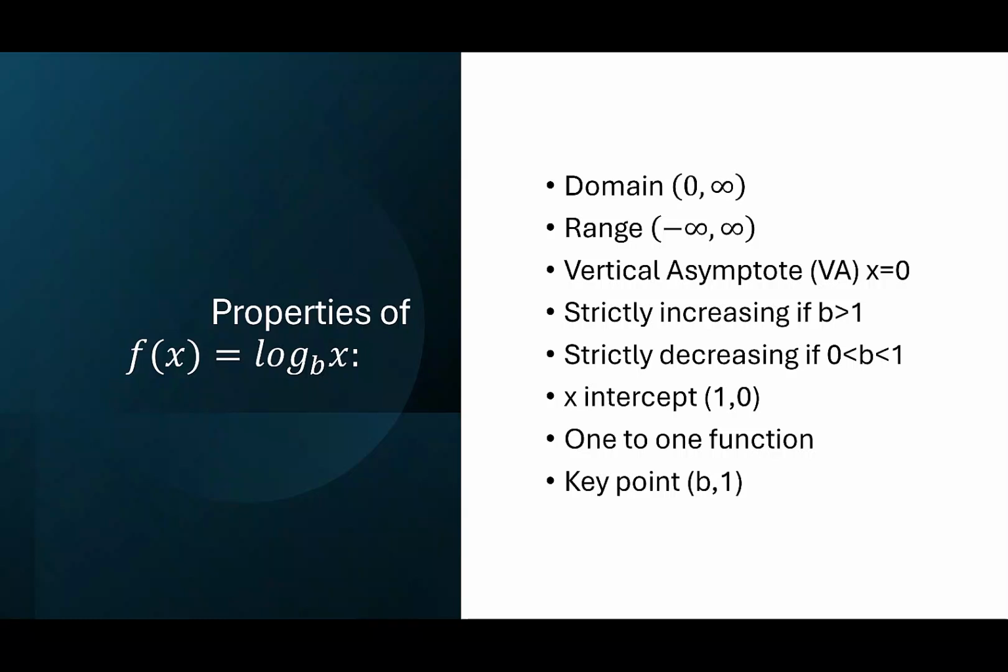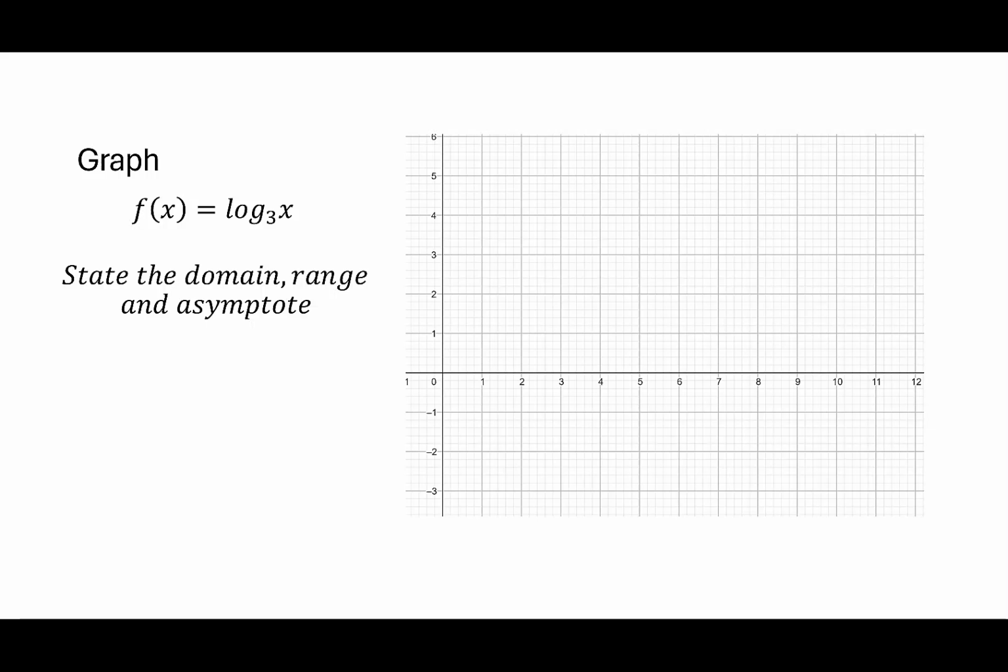As a recap, the properties of f(x) = log base b of x are that we have a domain of 0 to infinity, a range of -infinity to infinity, and a vertical asymptote at x = 0. The graph will be strictly increasing if the base is greater than 1. It will be strictly decreasing when the base is between 0 and 1. We'll have an x-intercept at (1, 0). The function will be 1 to 1, and we'll have a key point at (b, 1), which will help us graph our function. So let's go through a bunch of examples.